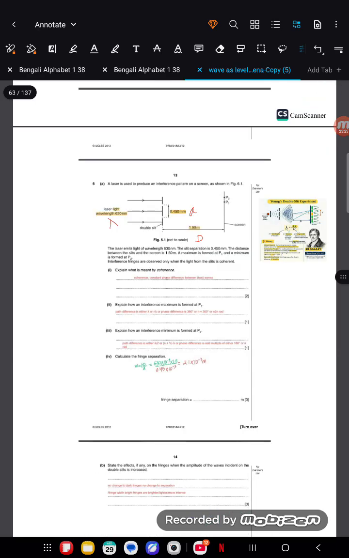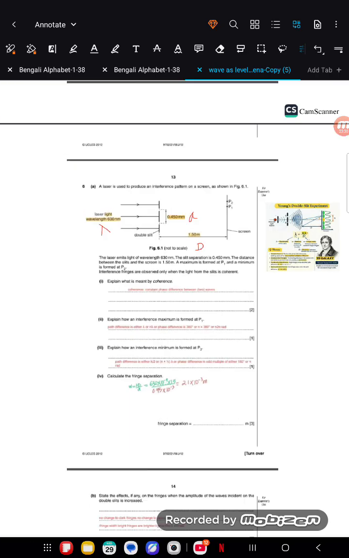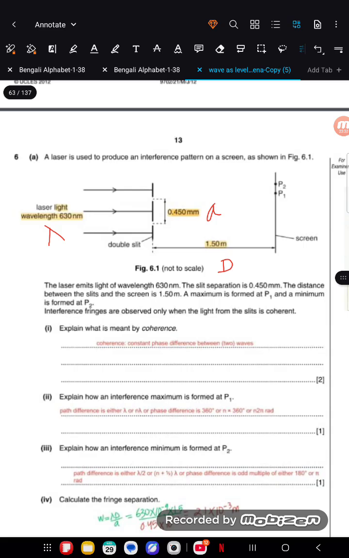So this is May June 12. Okay, question number 6 to 1. So here very easy. Again they have given you a, they have given you wavelength, they have given you d, they will say to find x.